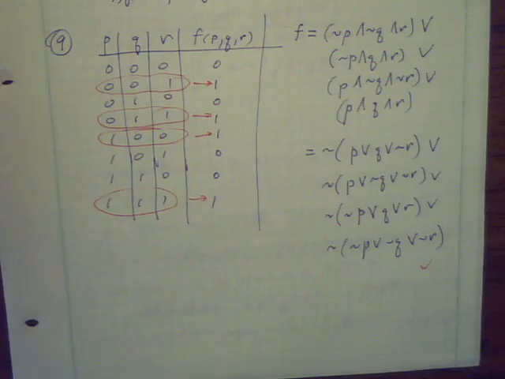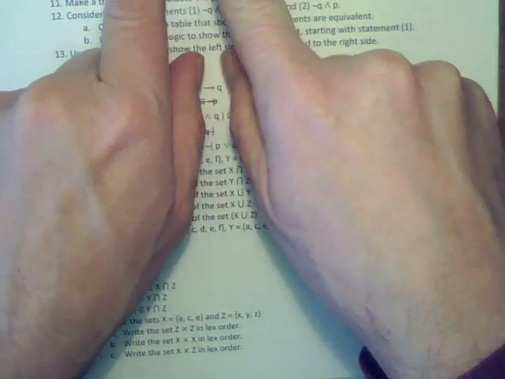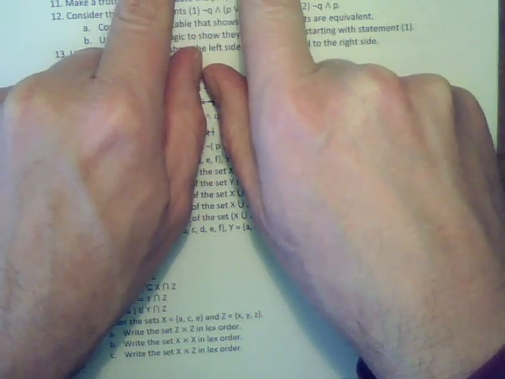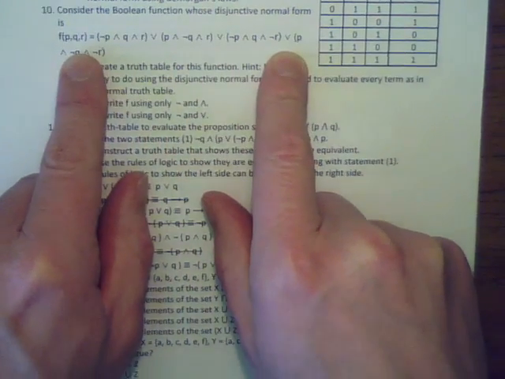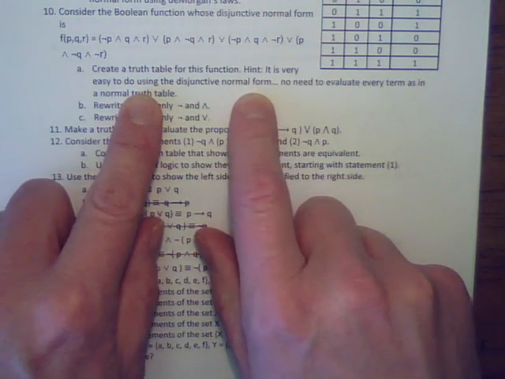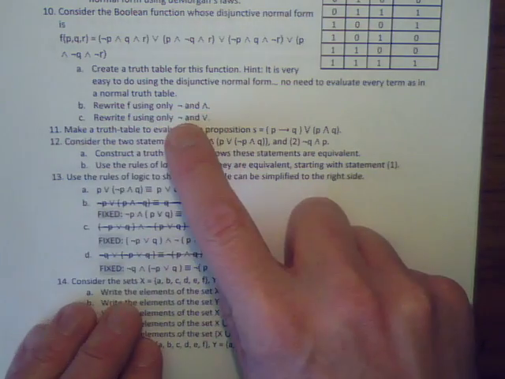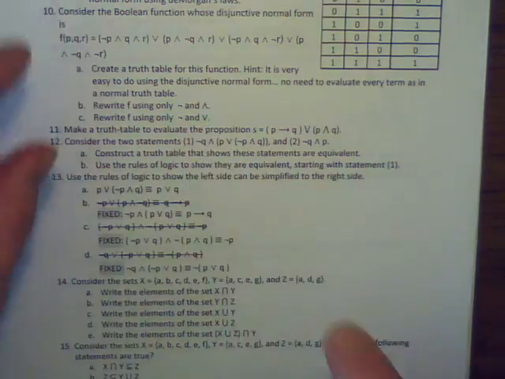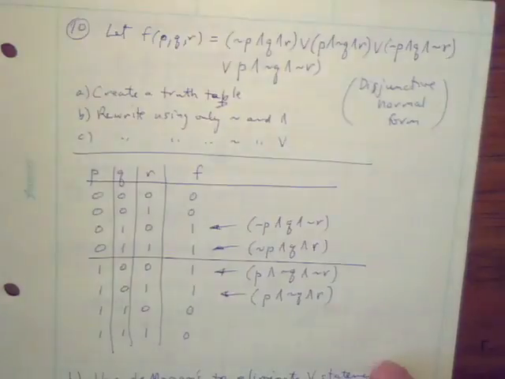Problem number 10 asks us to take the Boolean function, which is given to you in disjunctive normal form, and to create the truth table for it. It's easy to do. Then rewrite it using only not and and, and rewrite it using only not and or. It's going to be the same trick I just pulled with De Morgan's law.